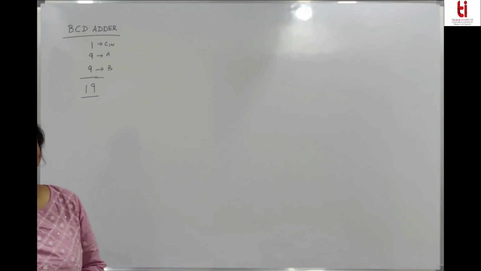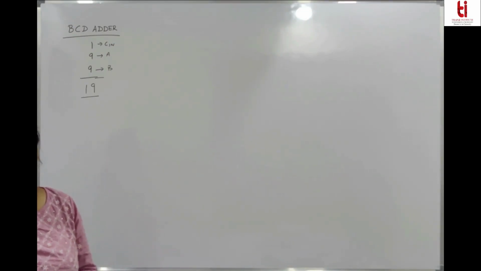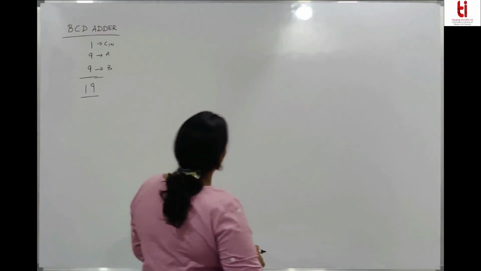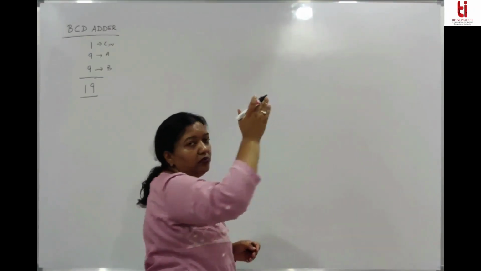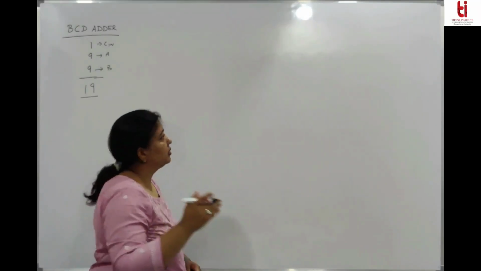When you add two numbers, its total will be represented in binary, not in BCD. So when you are adding two numbers, how do you convert the binary sum into a BCD sum? So let's have two numbers and add them. The sum can vary from 0 to 19.